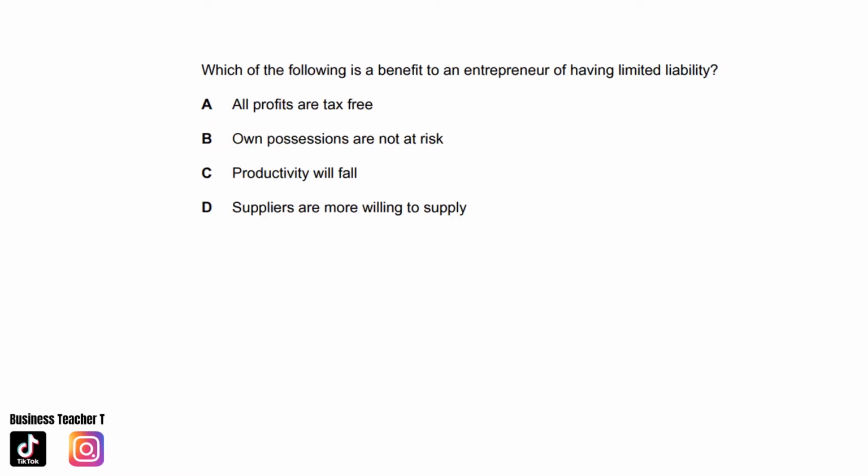Which of the following is a benefit to an entrepreneur of having limited liability? A, all profits are tax-free. B, own possessions are not at risk. C, productivity will fall. Or D, suppliers are more willing to supply. The answer is B, own possessions are not at risk.